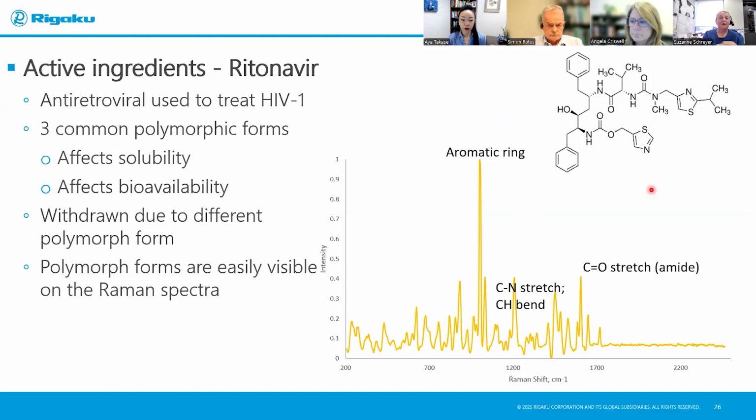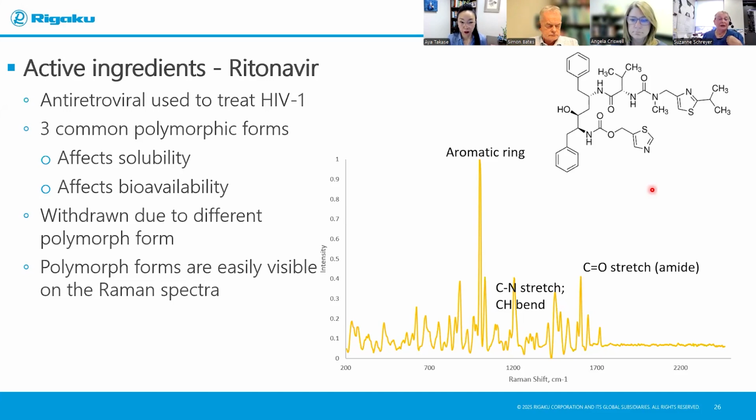Because ritonavir tends to act as a booster for the other materials that are in this cocktail. So if you have the wrong polymorph, it can affect the solubility, it can affect the bioavailability of your final product. And so it can put people at risk who have HIV. There was a previous study then that showed that there was an incorrect polymorph form of ritonavir that was in a cocktail, and the medications had to be withdrawn due to its incorrect form. So you want to make sure you have the correct one.